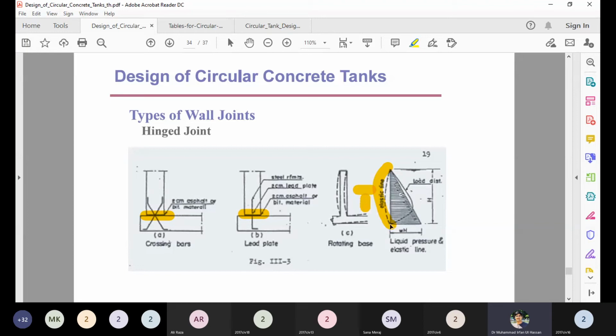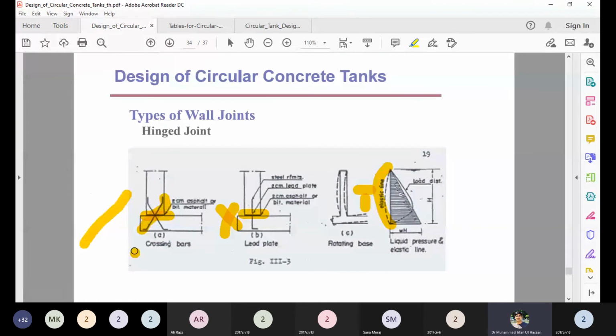Because again the fixed end is not taking the moment. There is no bending moment at this location. There is no bending moment. The reason is the hinges are provided. How can we make the hinge joint practically? By making all the reinforcement crossing at the corner.